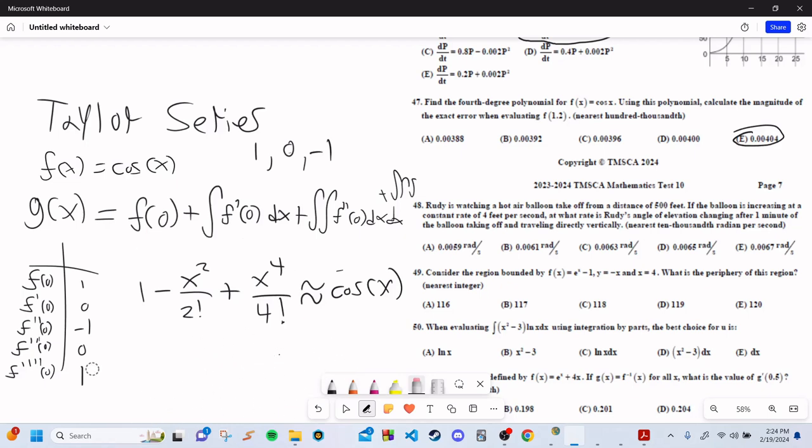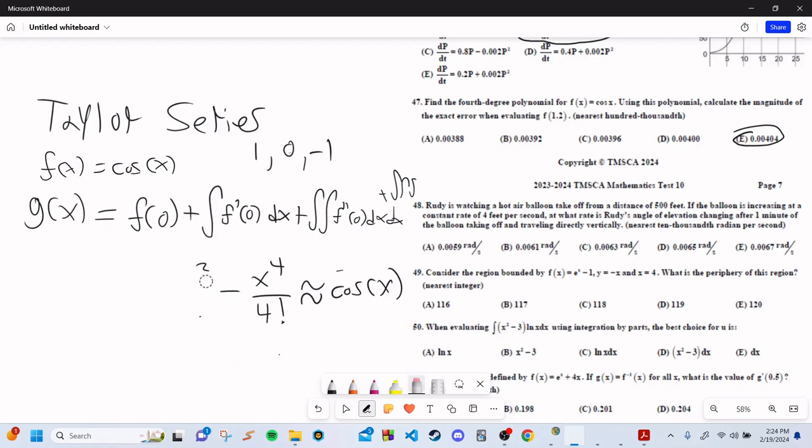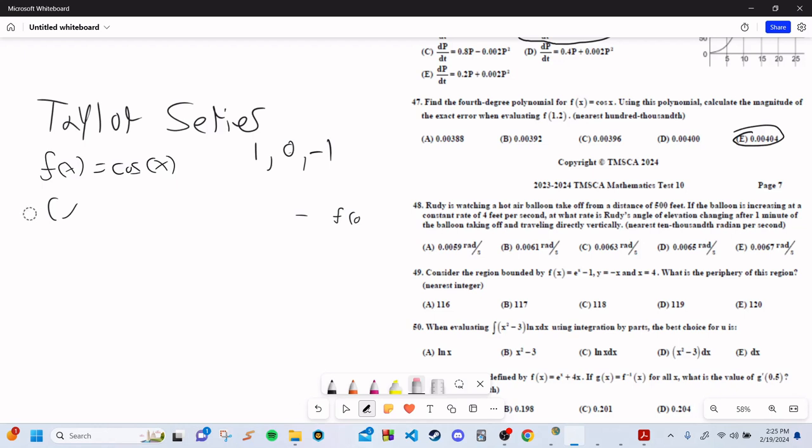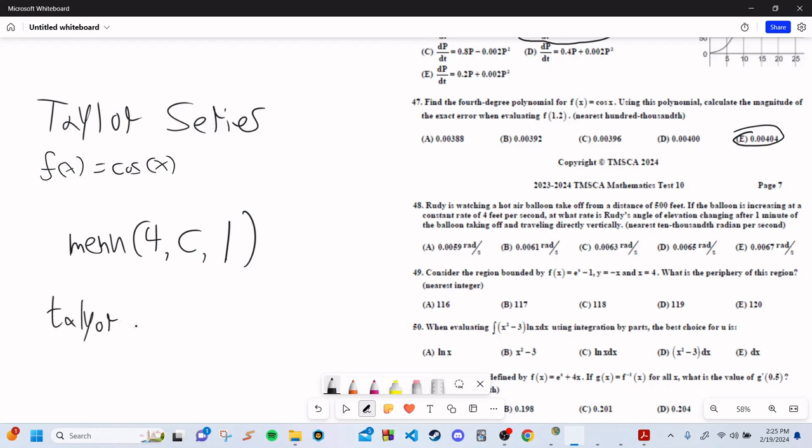Okay, so that was a really rushed explanation of Taylor series. Might not have done the best job. But there's an alternative to getting all these derivatives and stuff. On your calculator, if you go to your calculator page and you go menu, 4, C, and then 1, you open this function Taylor, and you have open parentheses.